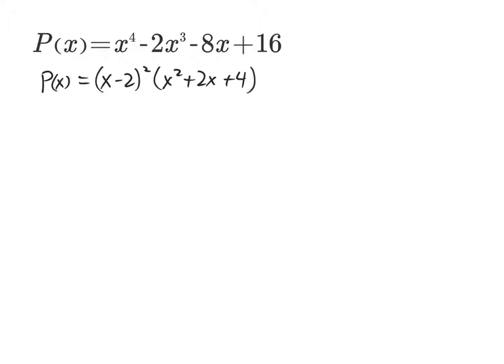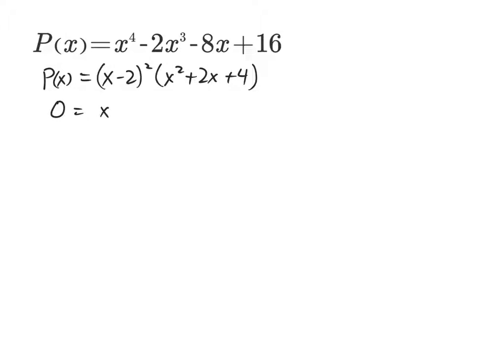Now I'm going to bring this up here. Now the question is, does this factor anymore? Well, two things that multiply to 4 but add to 2, I'm never going to find anything, so it doesn't factor. So the question is, does it have any zeros? Now remember, if I want any zeros, I set p equal to 0. x minus 2 squared, and then x squared plus 2x plus 4.